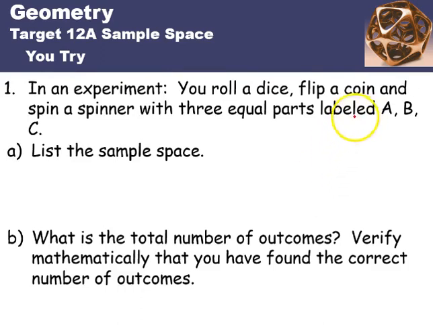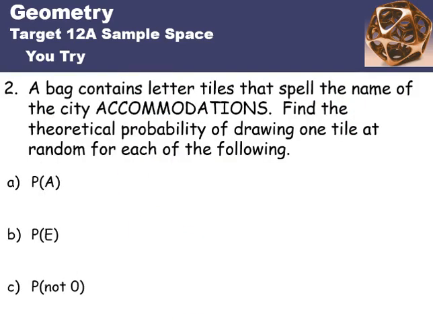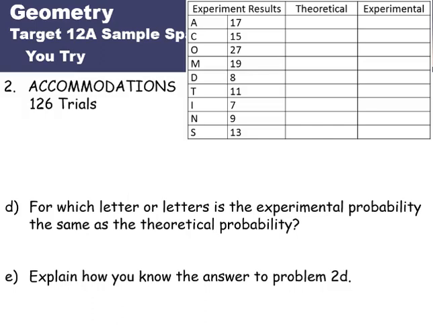You're rolling a die, flipping a coin, and spinning a spinner. Problem number 2, a bag contains the letter tiles that spell the name of the city, accommodations. Okay. And then finally, you have to fill out the table with the theoretical and experimental probability.